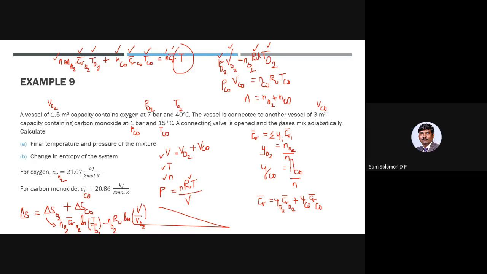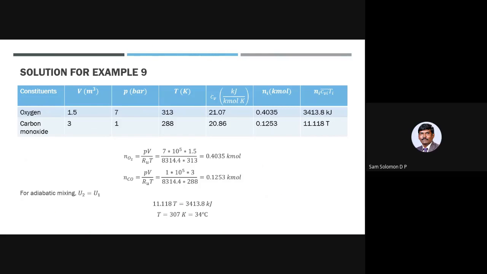Similarly, you can do it for carbon monoxide also. Then add up together, you will get the change in entropy. So that is how it would have been solved. If you look at it, they have found out the number of moles of oxygen and the number of moles of carbon monoxide.